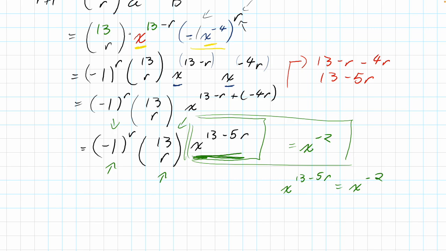In your functions course, have you guys talked about logs at all? A little bit. I can use a log to essentially simplify this. Your teacher, the fastest way they'll explain this to you is because the bases are the same, we can drop the bases, and now this question just looks like this. 13 minus 5r equals negative 2.